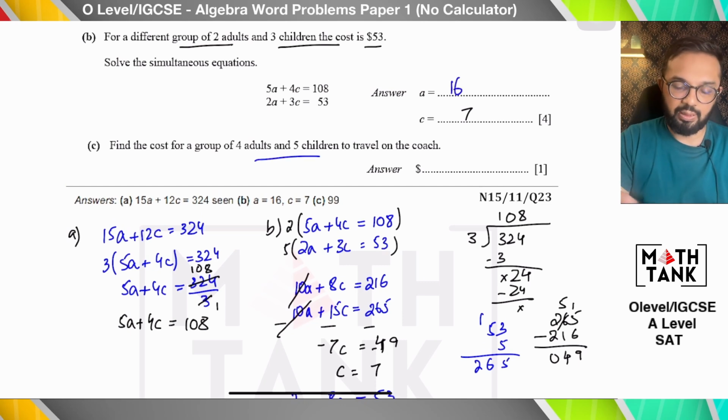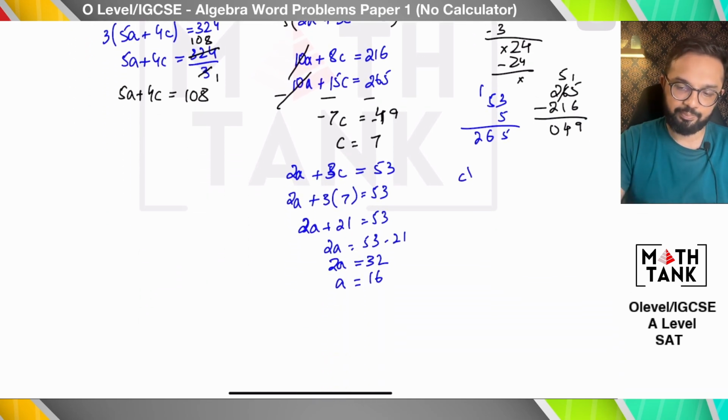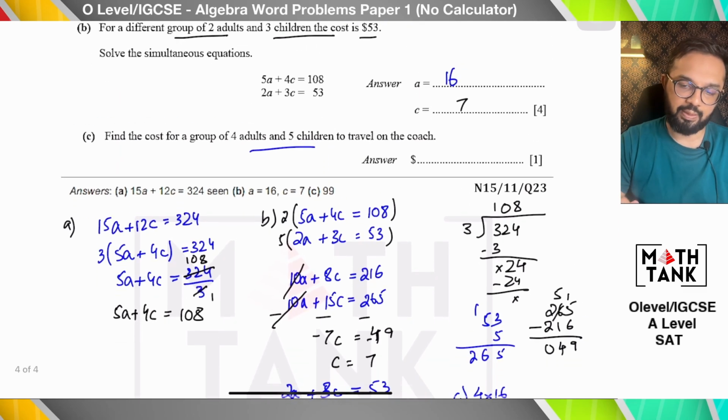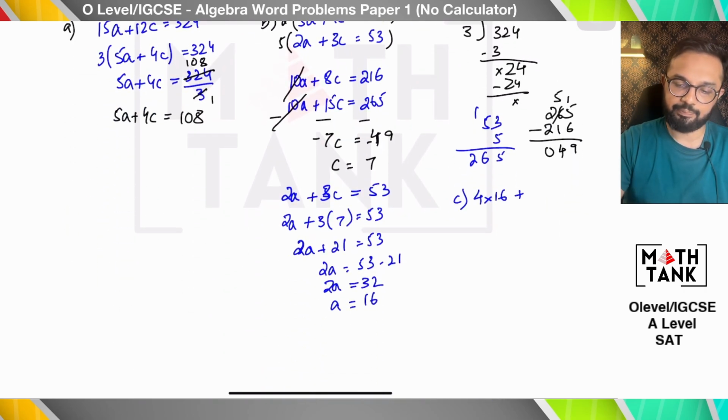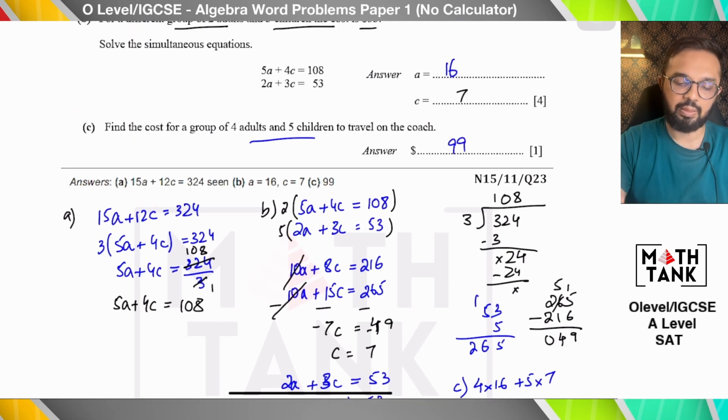Find the cost for 4 adults and 5 children. So I'm going to say 4 into 16 plus 5 into 7. 4 into 16 is 64, I think. That's 4 cubed basically, and 35. But 64 plus 35, it's 99. I think that's the correct answer. Yes, that is indeed the correct answer.